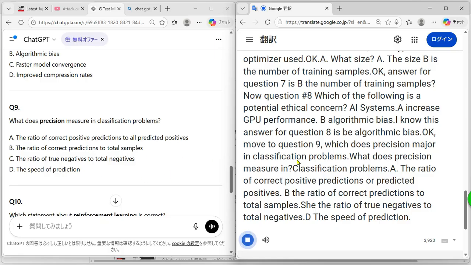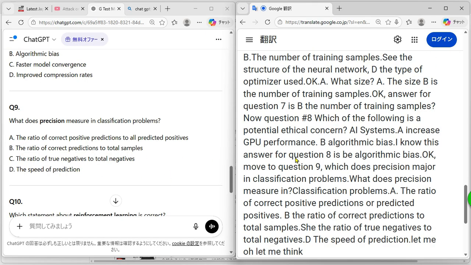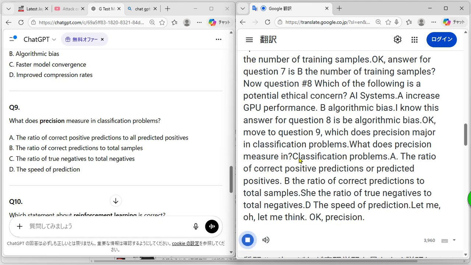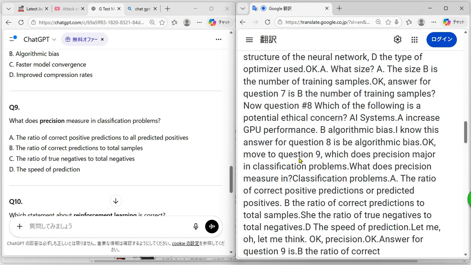The ratio, oh, let me think. Okay, precision. Okay. Answer for question 9 is B. The ratio of correct predictions to total samples.